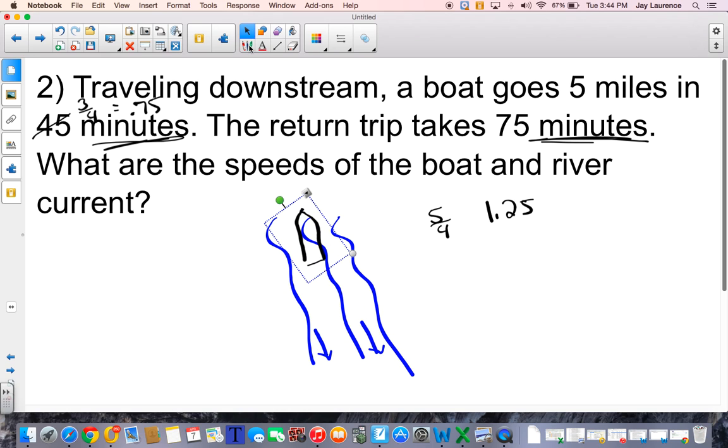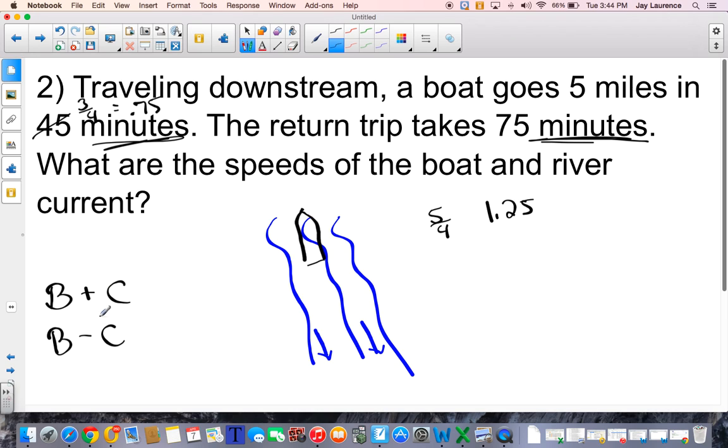Let's see if we can write our two equations. Well, we're going to need the speed of the boat, and we're going to need the speed of the current, or the river current. We can put R, I like the current. Okay, now when he's going downstream, the current is aiding him. When he's going upstream, the current is hindering, taking away from his speed. Okay, so we've got boat speed plus current speed.